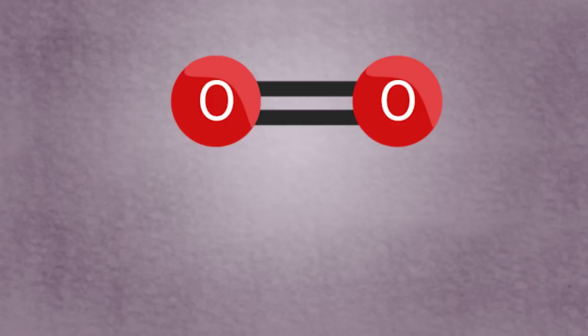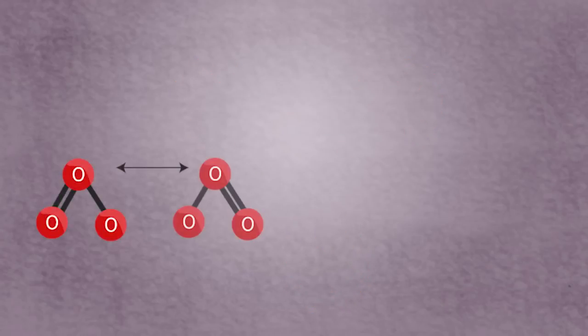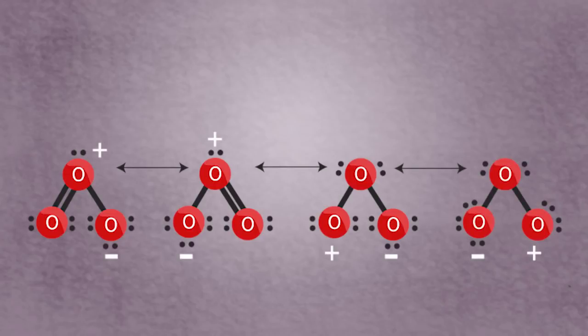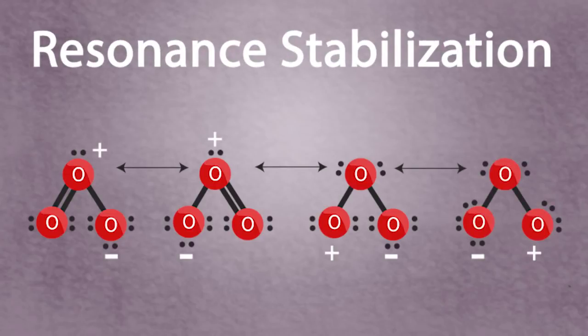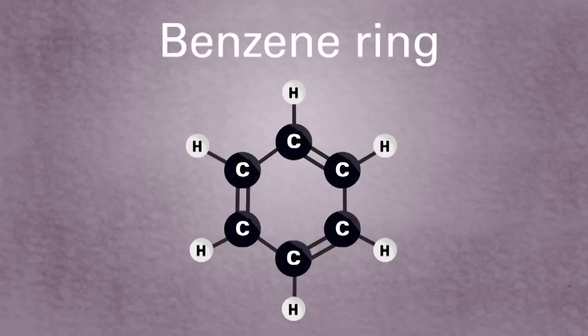An ozone molecule is drawn so that 2 oxygen atoms are held together by a double covalent bond, and the remaining linked by a single covalent bond. But the double bond electrons are in fact delocalized around the structure of the molecule. This is known as resonance stabilization. The same phenomenon is seen in a benzene ring.